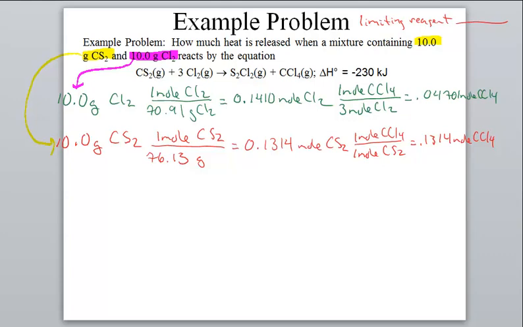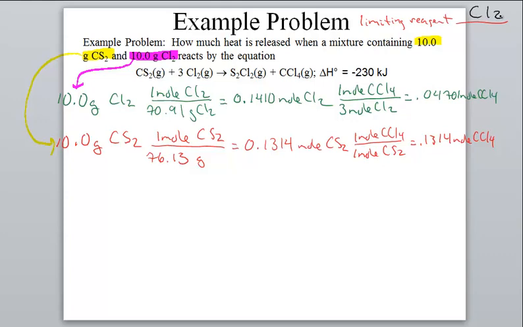Since 3 chlorines are used for every 1 carbon disulfide, number-wise the chlorine is used up faster. 10 grams of chlorine gas will only produce 0.047 moles of carbon tetrachloride, and that's when the reaction will stop. 10 grams of carbon disulfide could make up to 0.13 moles of carbon tetrachloride, but not all of it can be used up because the reaction will stop when the chlorine is used up. So the limiting reagent is chlorine.